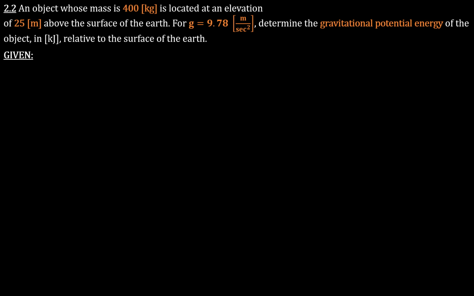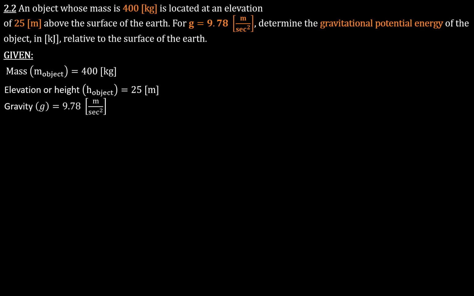Problem 2.2. An object whose mass is 400 kilograms is located at an elevation of 25 meters above the surface of the earth. For gravity of 9.78 meters per second squared, determine the gravitational potential energy of the object in kilojoules relative to the surface of the earth. So here let's write down what is given. We are given a mass of an object of 400 kilograms. We are given that the elevation or height of this object is 25 meters above a reference or datum, which is the surface of the earth, and the gravity to be 9.78 meters per second squared.